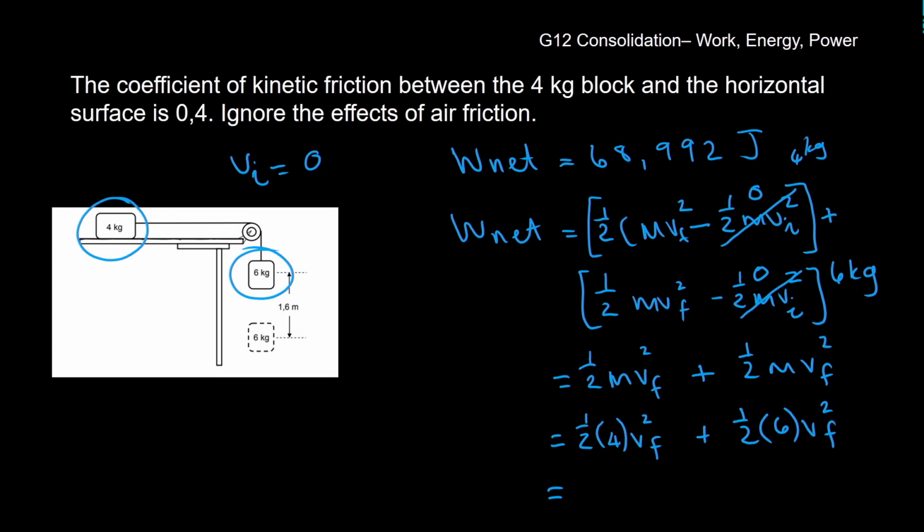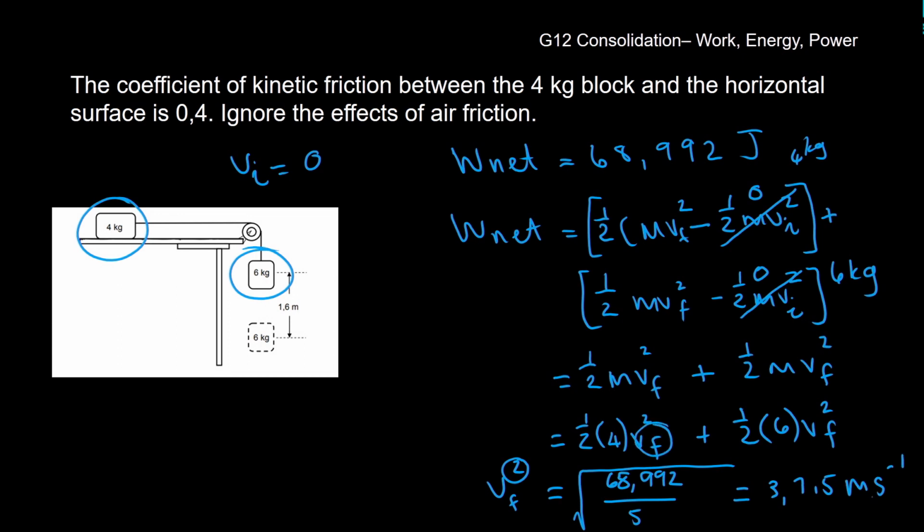We end up with this. Have a look at this. The final velocity equals 68,992 divided by 5. Now we have got to square root that. You see that square? We have to square root it, and so we end up with a value of 3,715 meters per second.